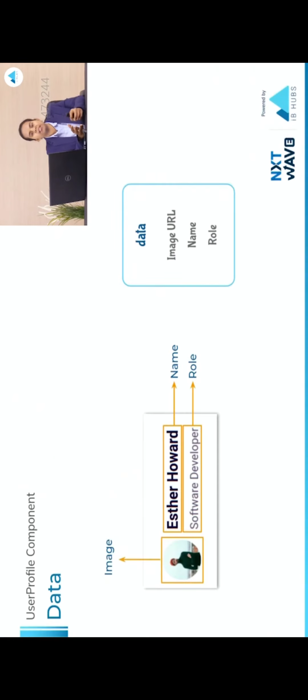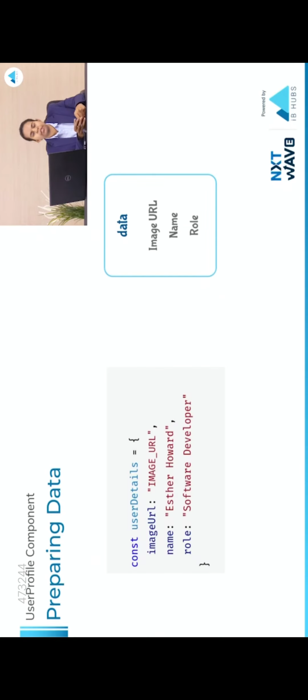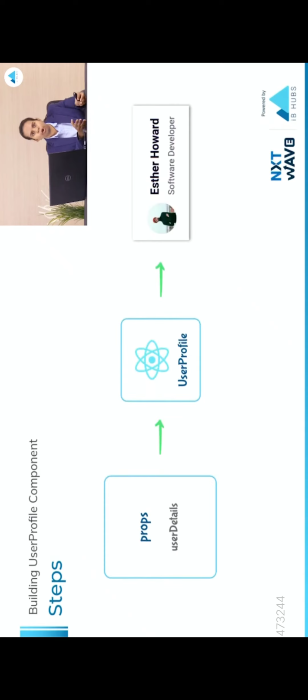So firstly, let's understand the data required to build this user profile. There you can see we have an image, a name, and a role, right? So the data corresponding to this is the image URL, name, and role. Let's create an object for this. Let's call that the user details object, in which we have image URL, name, and role. This user details will be passed as props to the user profile component.